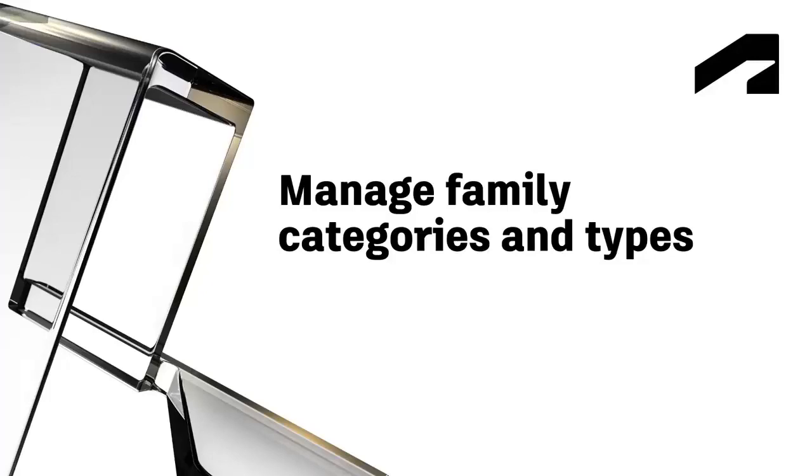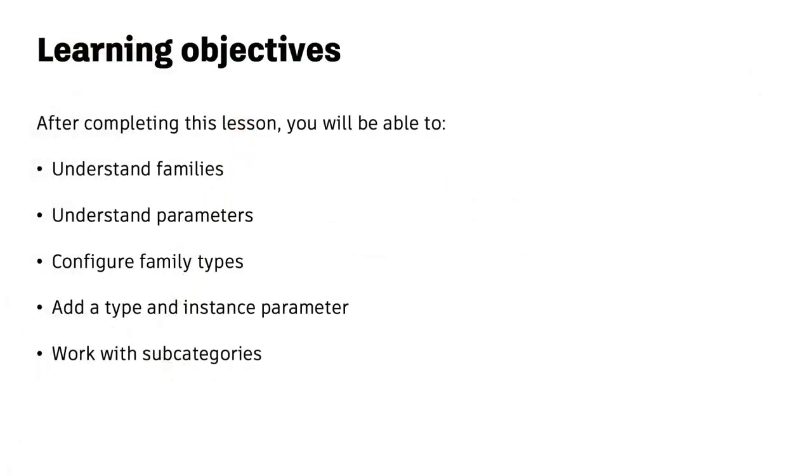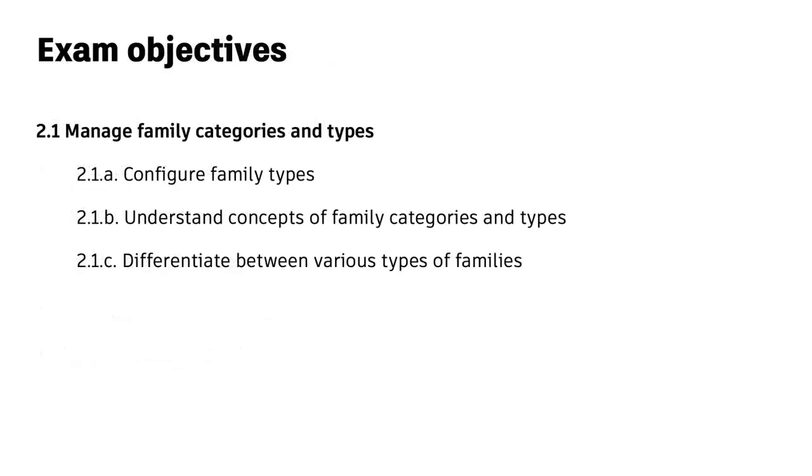After completing this lesson, you will be able to understand families, understand parameters, configure family types, add a type and instance parameter, and work with subcategories. The objective domains covered are 2.1a, configure family types, 2.1b, understand concepts of family categories and types, and 2.1c, differentiate between various types of families.